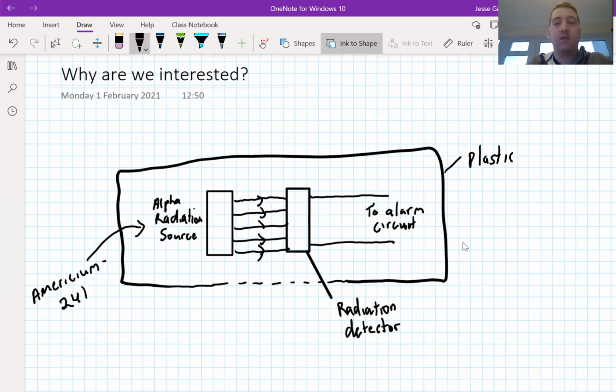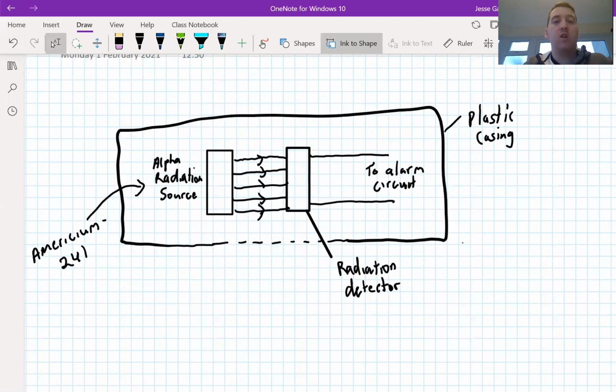That we have around the outside of our fire alarm. It doesn't really just houses the rest, I suppose, of what's inside. It doesn't really have any other function. But so long as the radiation is hitting the radiation detector, the alarm will not go off. So this is the way it's supposed to be.